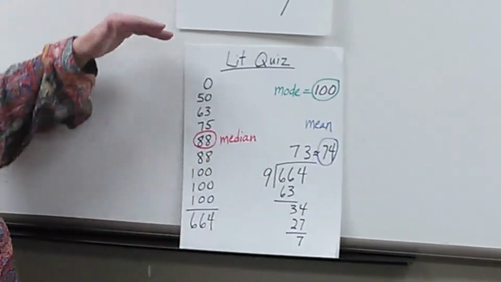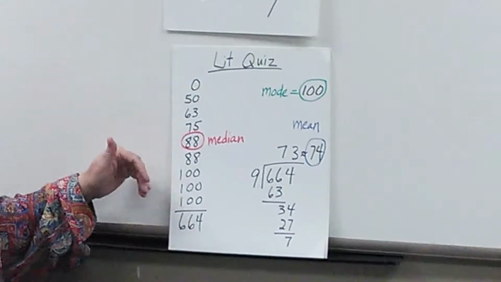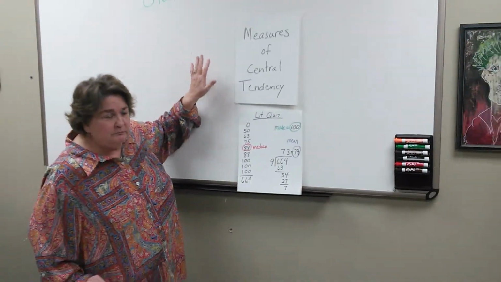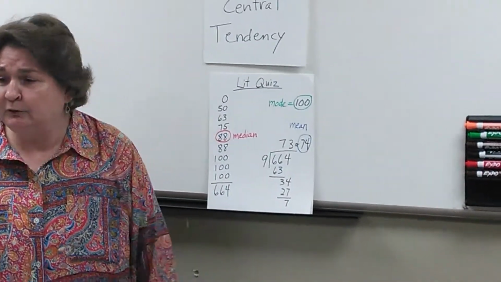No. That's because the mean contains all the numbers. If you've got a couple of numbers that are really smaller than the rest, or really bigger than the rest, those are called outliers.